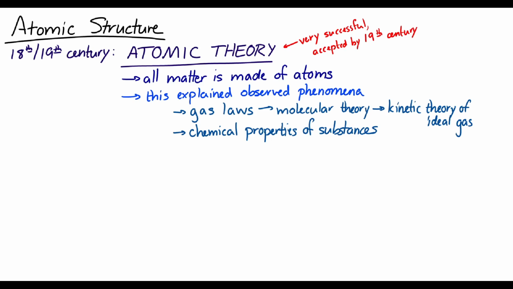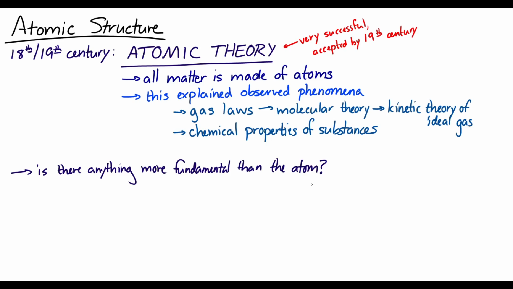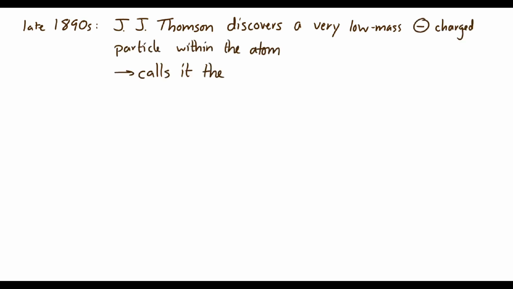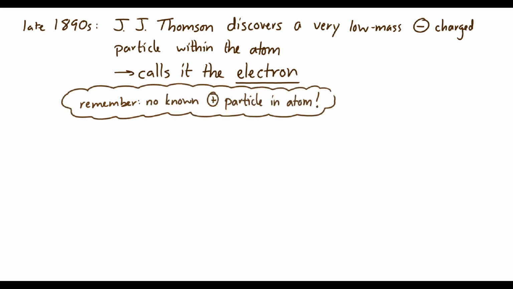But scientists started asking, is there anything more fundamental than this atom? Could you break open an atom and find little pieces inside? In the late 1890s, J.J. Thomson answered that question when he discovered a very low-mass, negatively charged particle that exists inside of atoms. He named it the electron. Remember, at this time, no one knew about a corresponding positively charged particle. They only knew about the electron.